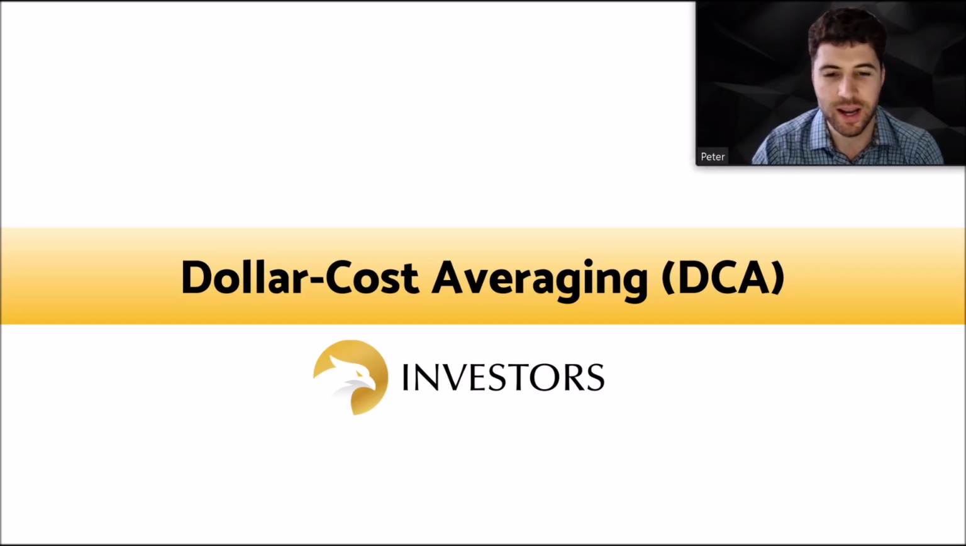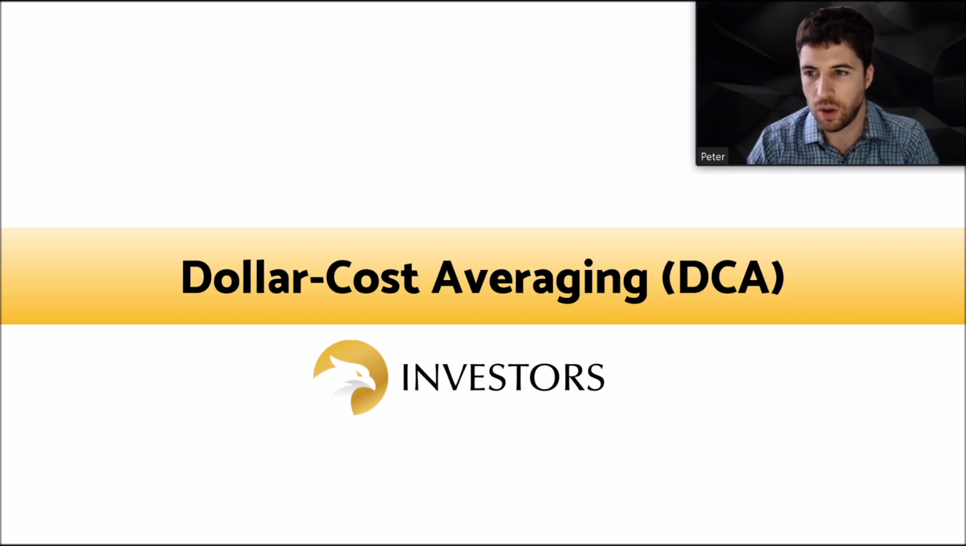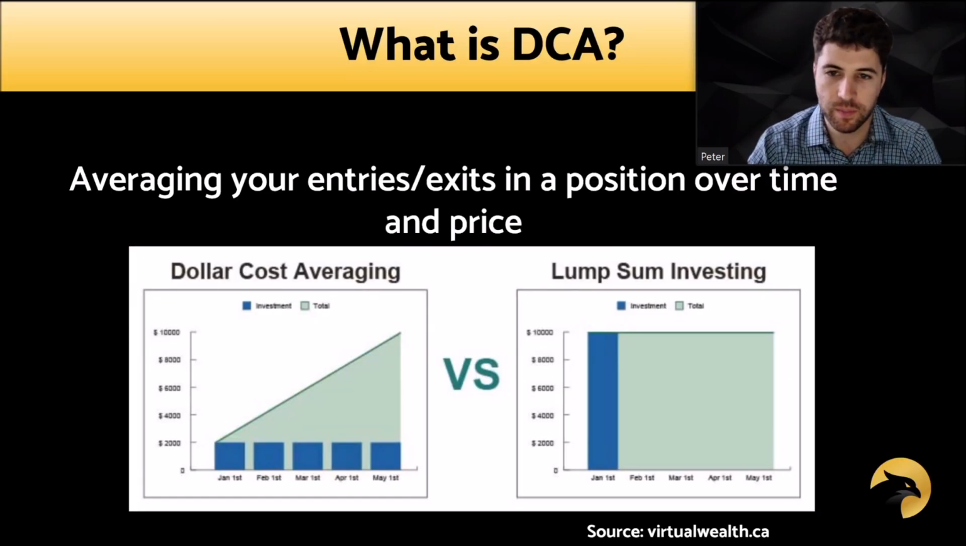Alright, so let's talk about dollar cost averaging. So first of all, let's talk about what is dollar cost averaging. Dollar cost averaging is when you are averaging your entries or exits in a position over time and price. So if you look at the illustration here, you see this is an example on the right of someone not dollar cost averaging, in which they just lump sum invest on January 1st. And then if their entry was good, then great. If it wasn't, then they're out of luck. As opposed to the person on the left, dollar cost averaged into that position. And so that position had an average entrance or exit as opposed to just being at one point in time.